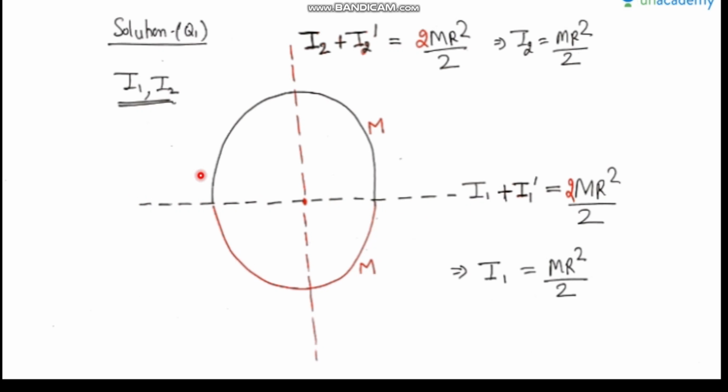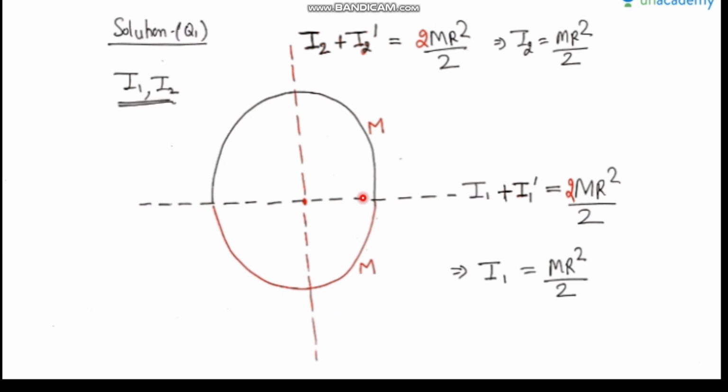That means the moment of inertia of this complete ring about this axis will be I1 plus I1 dash, where I1 dash itself is equal to I1. I1 is the moment of inertia due to this. I1 dash is the moment of inertia due to this. Both of them are equal. And the moment of inertia of the complete ring about this axis will be I1 plus I1 dash.